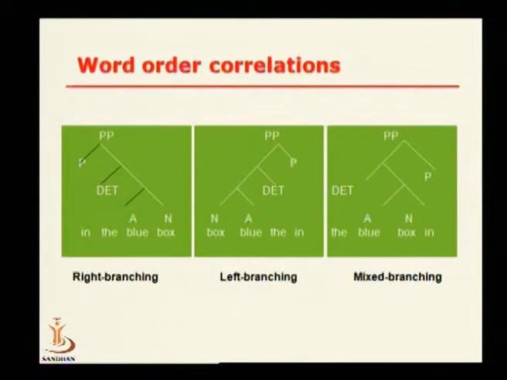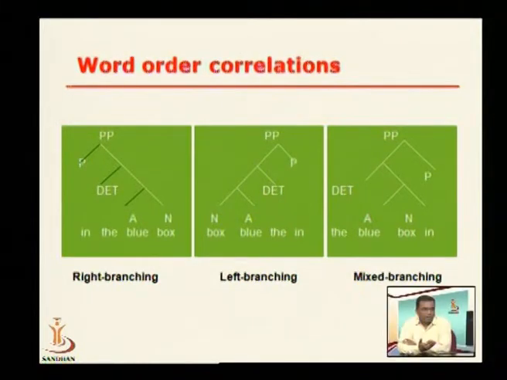Here are some word order correlations which are expressed. Right balancing. How does it happen? Prepositional phrase, having a preposition, a determiner, an adjective and a noun. Another design is left balancing: box, blue, the, in. Prepositional phrase having a noun, an adjective, a determiner and a preposition. Mixed balancing: here, the blue box in. See the example.